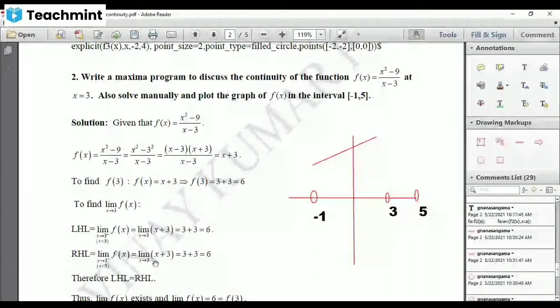What about right hand limit? In the case of right hand limit, x tends to 3 plus, this is not minus, plus f of x, and x should be greater than 3, not less than 3. This is wrong. So here it should be x greater than 3. If x is greater than 3, for that also we have the same function.